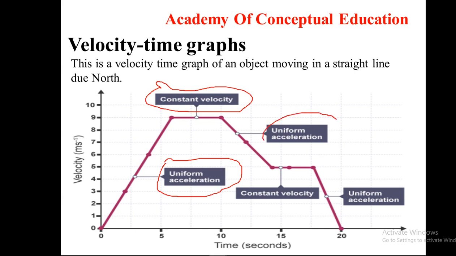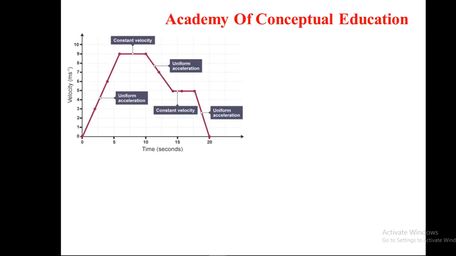Similarly, here you will see uniform acceleration. Why uniform acceleration in this portion? Because it is a straight line. The next portion is constant velocity, and the last one is uniform acceleration. Now you can see here that it is moving downward. In this portion it is moving downward, and in the last portion you can see that it is moving downward. So we can say that here it is uniform deceleration.